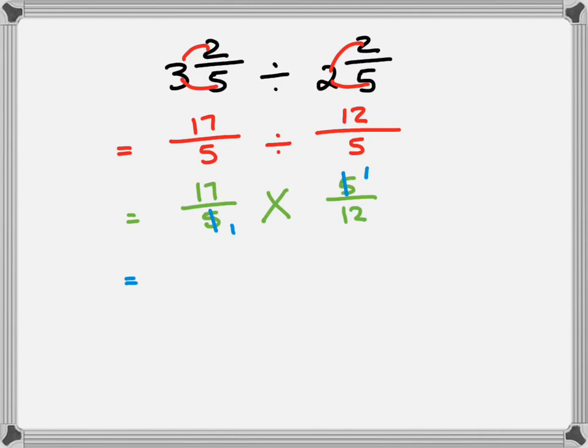Now we're going to times. 17 times 1 is 17 over 1 times 12 is 12. And we have an improper fraction, so we're going to rewrite it as a mixed number. 12 going into 17 once. Remainder 5 over 12, because 17 minus 12 is 5. And that is the answer.